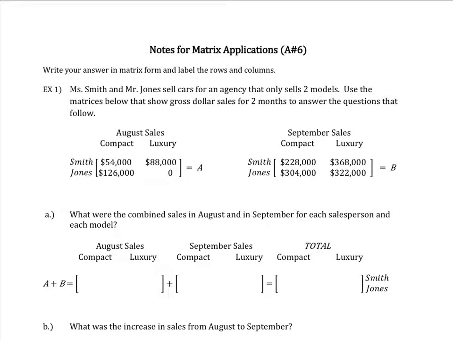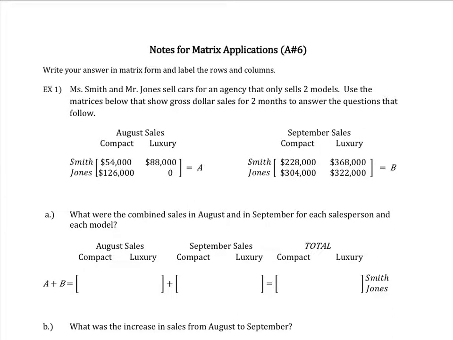So here we have August sales. We know Miss Smith sold $54,000 in compact cars and $88,000 in luxury cars. And Mr. Jones sold $126,000 in compact cars, $0 in luxury cars. And we're going to call this matrix A. And then we have something very similar over here for September sales.